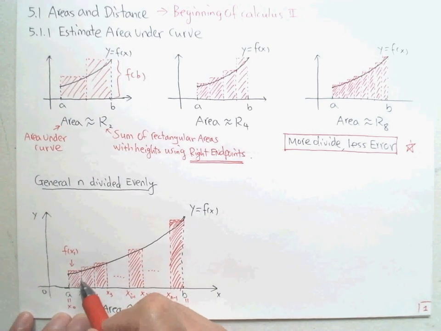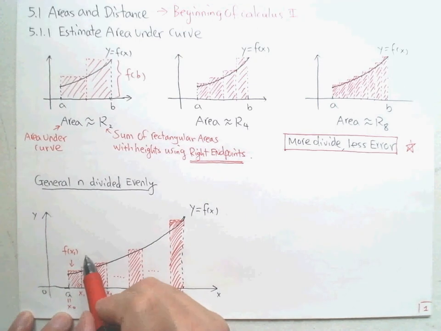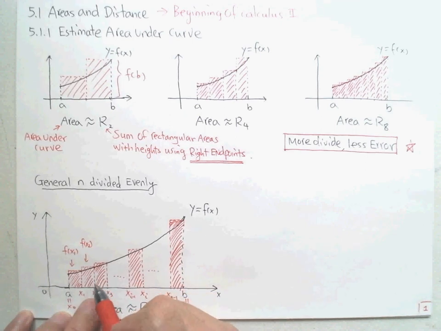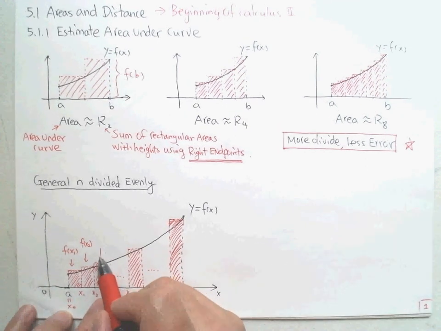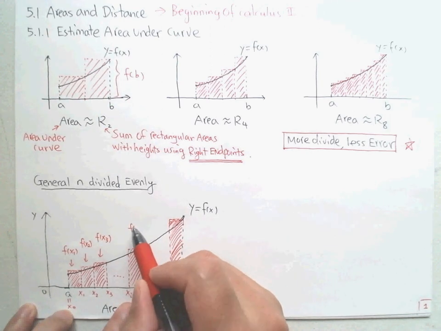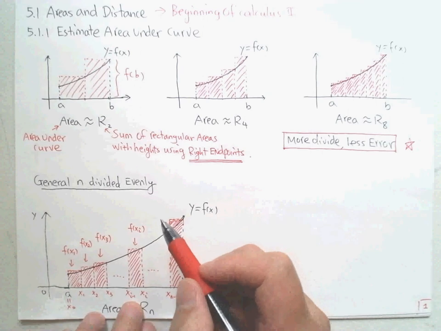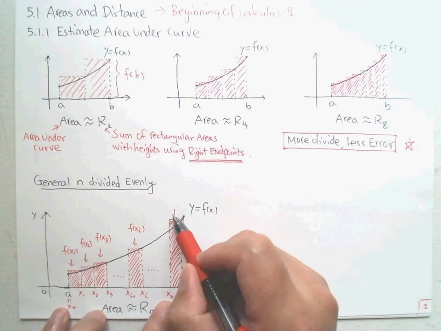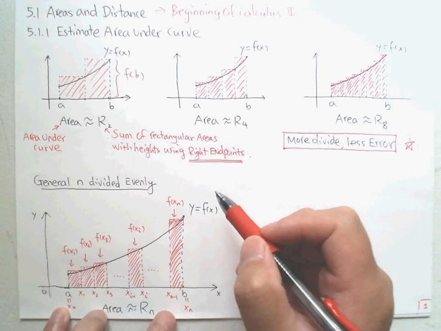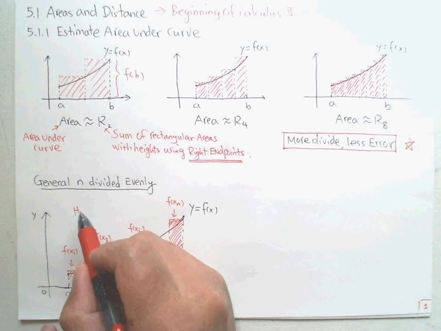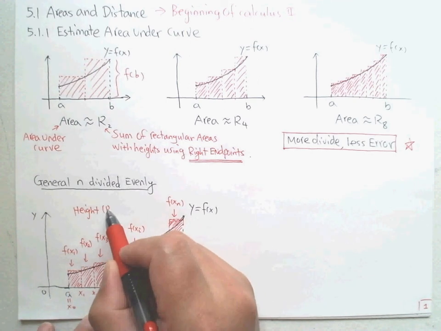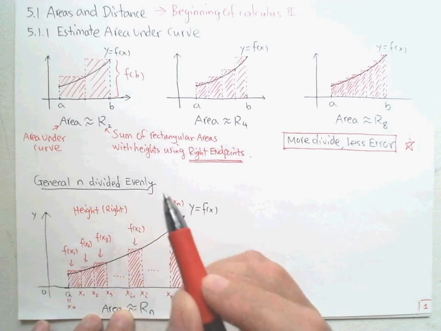The same: what is the second height? It is f at x2, the right point. The third one is f at x3. The ith one should be f at xi, not f at x(i-1). Going to the last, the height is f at xn, and xn is b, right? So this is the height. If I simply say it in words, the height is the right endpoint.